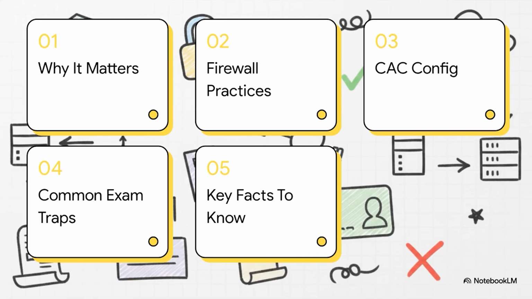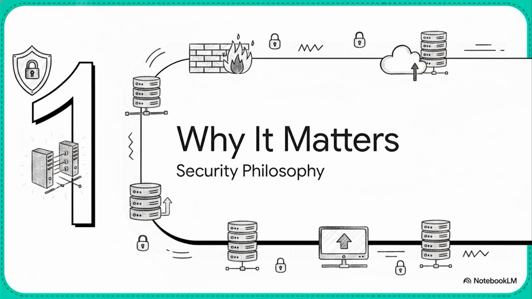Here's our quick roadmap for the next few minutes. We'll start with why Firewall and CAC matter, walk through Firewall Best Practices, tackle CAC authentication configuration, expose some common exam traps, and finally, hit the key facts to memorize. Let's dive right into Section 1, why Firewall and CAC matter. Getting the underlying why down now is going to make remembering the exact port numbers so much easier later on.